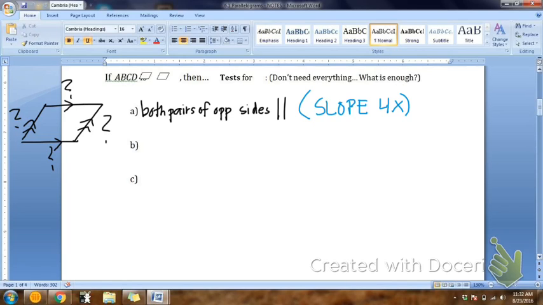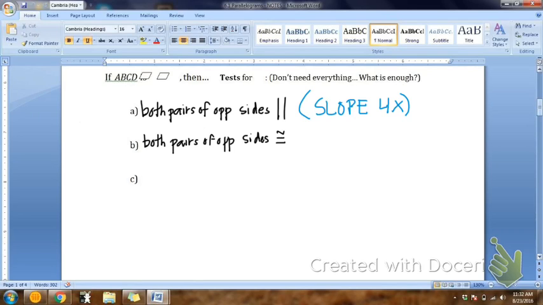The second way we can determine if it's a parallelogram is if both pairs of opposite sides are congruent. Okay, so if I have a parallelogram, or what I think might be a parallelogram, and I want to know, is this length the same as this length? What am I going to have to do between those two lengths? The distance, right? I'm going to check the distance of those two.